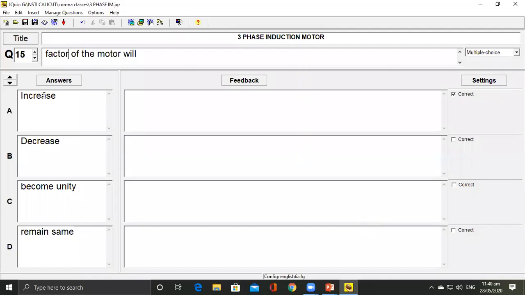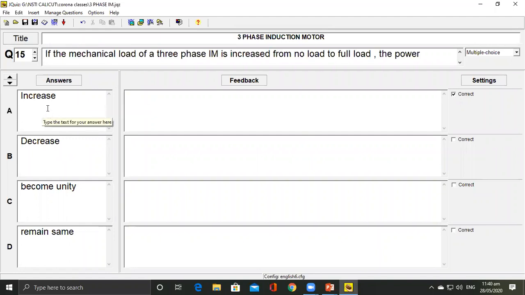So you can see that our answer is option A. The finally the one thing is that when the motor load is increasing, the power factor will increase.